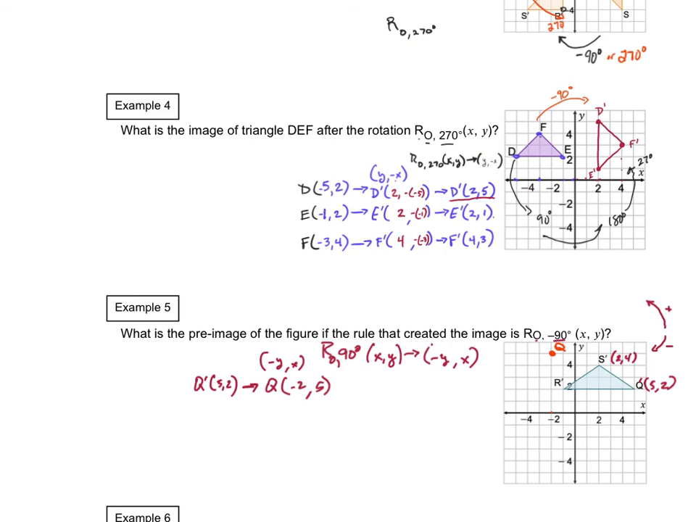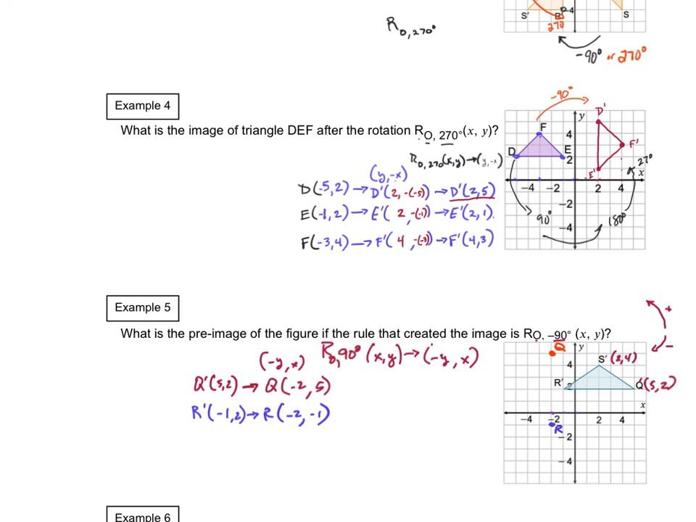And let's see here, the R. R prime is going to be, we said, (negative 1, 2). That's going to map to (negative 2, negative 1). So negative 2, negative 1, and that's going to be R.